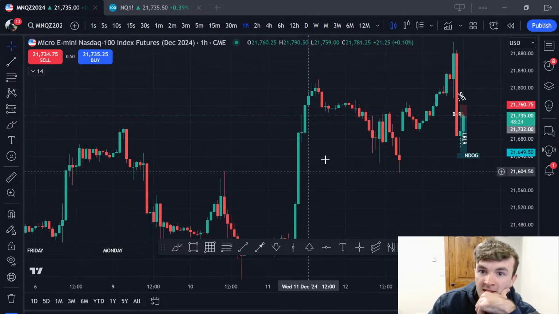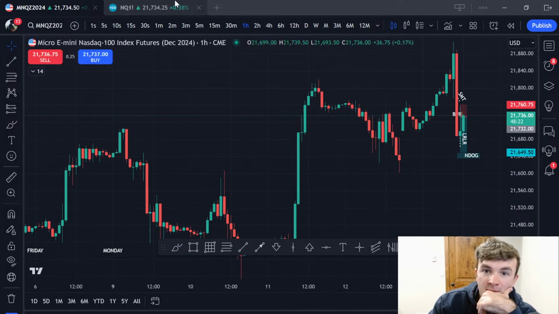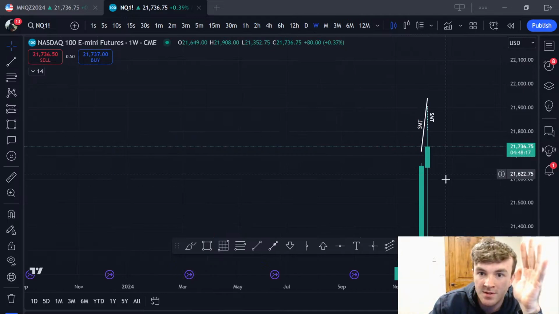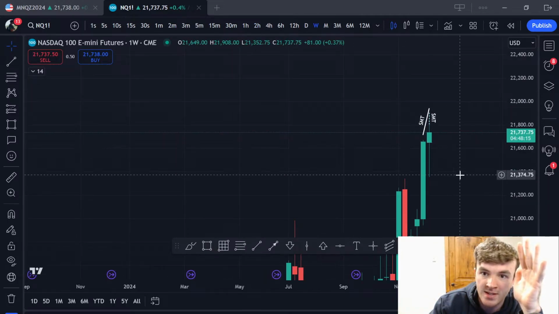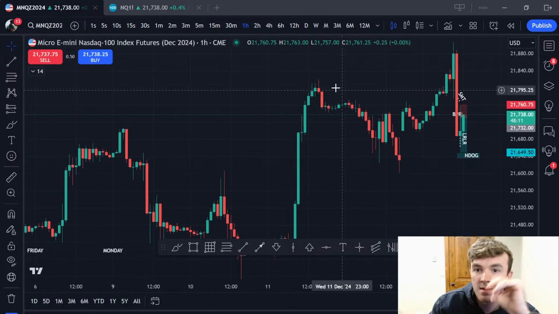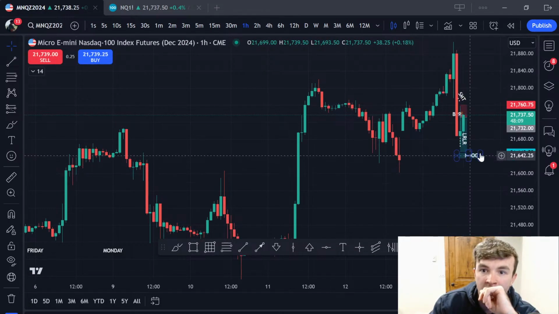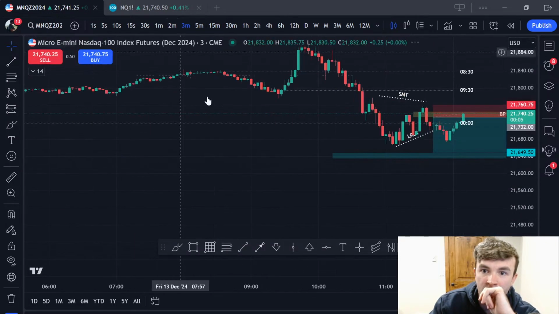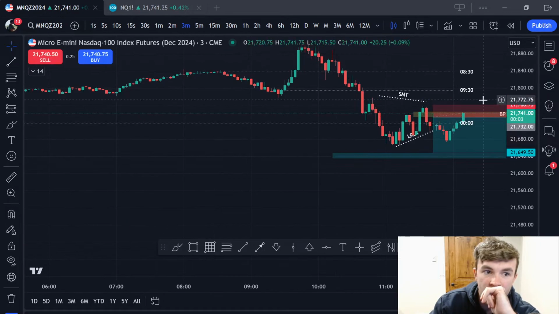With all these SMTs combined, I'm expecting possibly this weekly candle to close red, so we get a weekly CRT back to the downside. That's kind of what I'm thinking. If that were the case, we would need to get below this opening gap. And we also had SMT here.